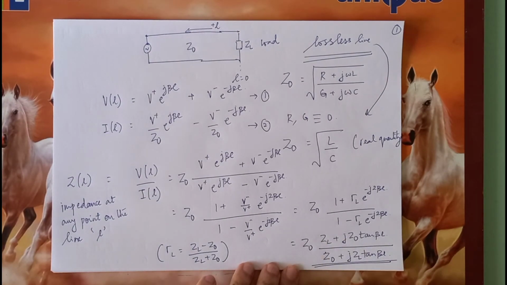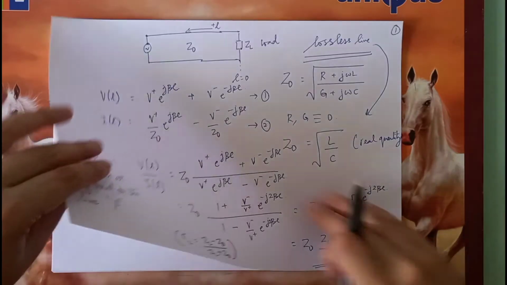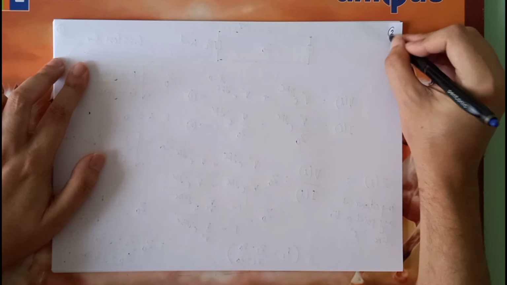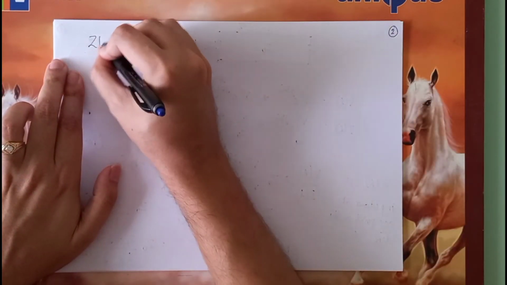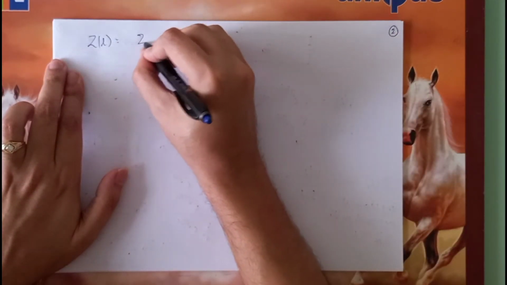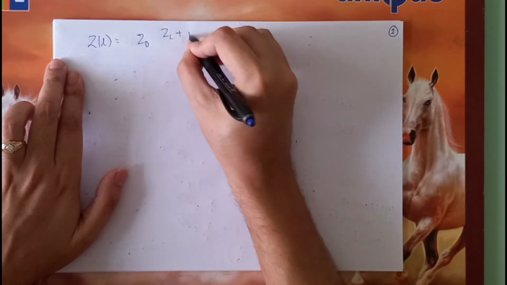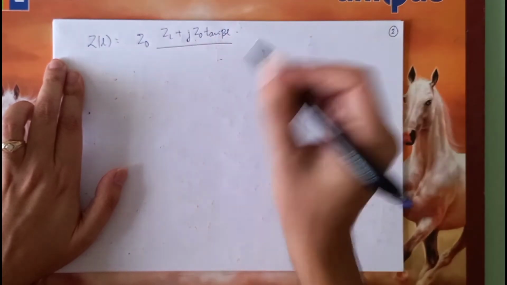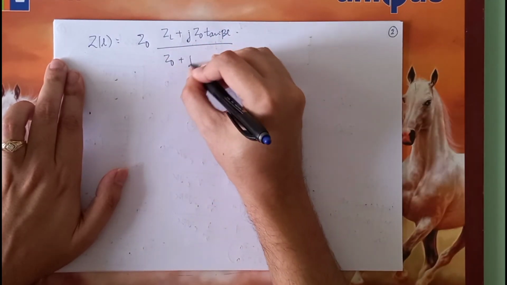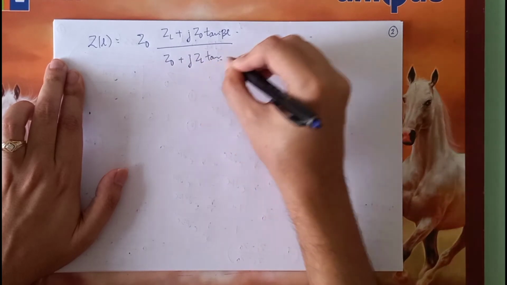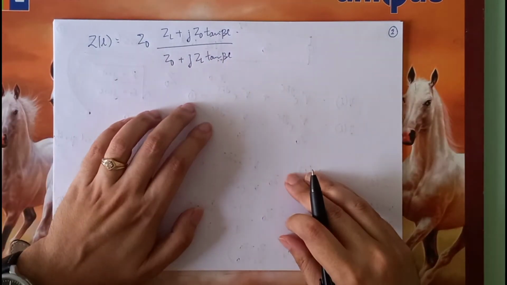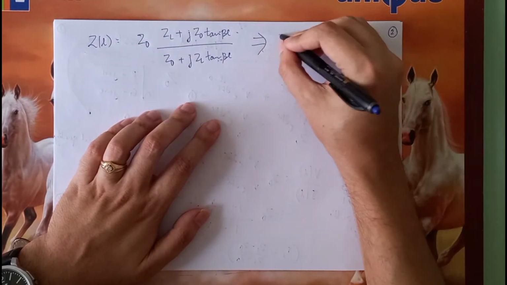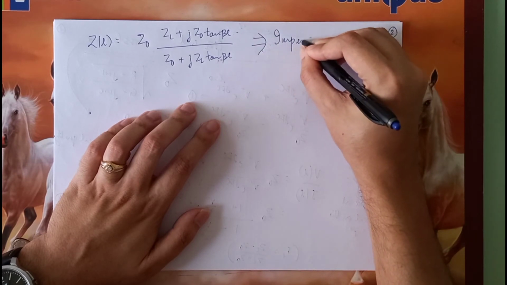So this is a very important relationship. What we have derived is that Z of L is effectively Z0 times ZL plus JZ0 tan beta L divided by Z0 plus JZL tan beta L. So this relationship is called the impedance transformation relationship.